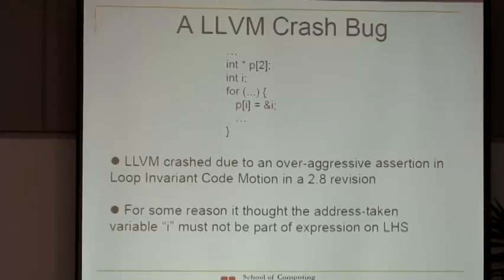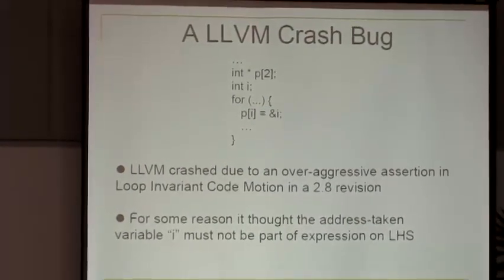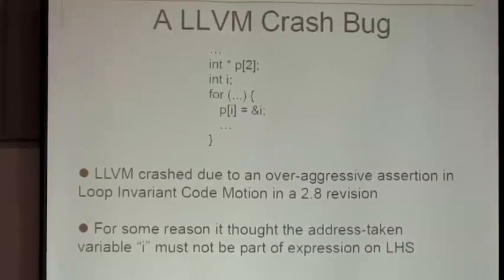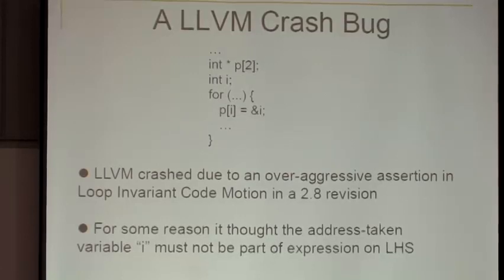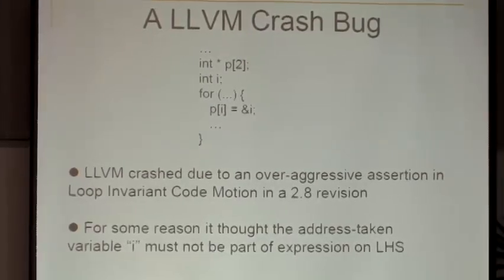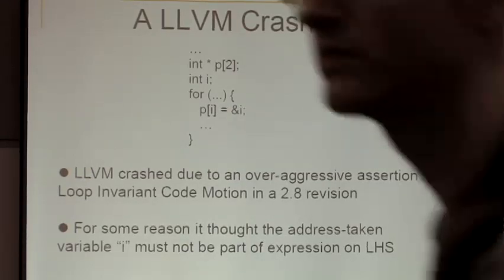While LLVM was optimizing this loop, it was trying to apply a loop invariant code motion on this piece of code. For some reason, it made an over-aggressive assertion, says this variable whose address is taken on the right side shouldn't be used by the expression on the left side. And you can see this assumption is wrong, and our code has made the compiler crash.